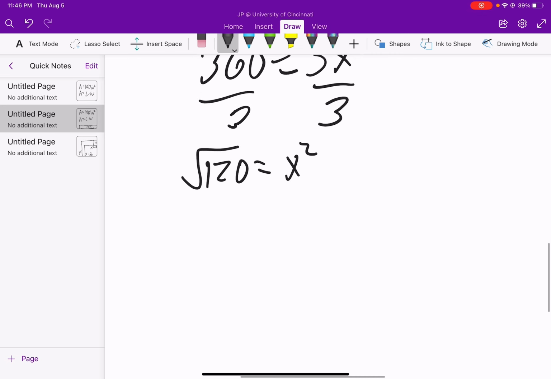Now I have a calculator to take the square root here, and I'm going to run it to 3 decimal places, and it is 10.954. You could do it without a calculator, but it's a lot easier if you have one, so I'm using that. All right, so this gives us our maximum value.